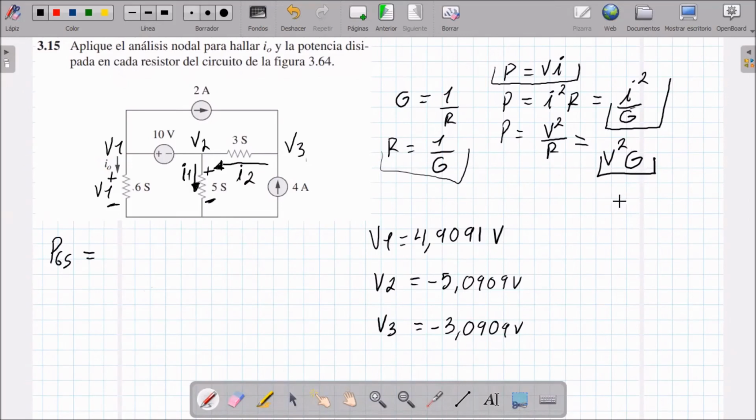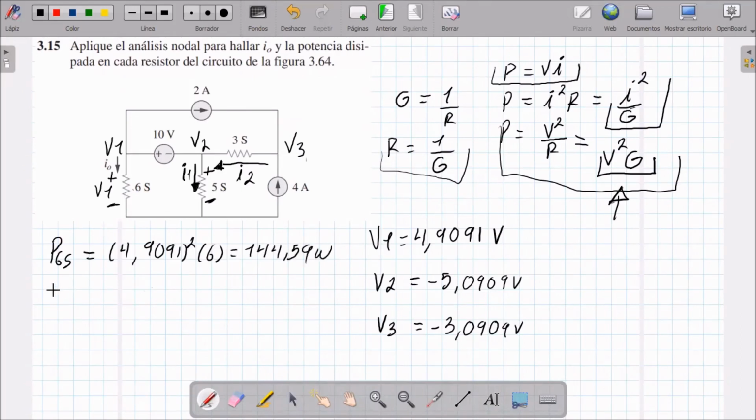If we have voltages, we can use this equation here. So it would be the voltage squared. The voltage would be the voltage at point 1, that would be 4.9091. The square is multiplied by 6. That gives me 144.59.